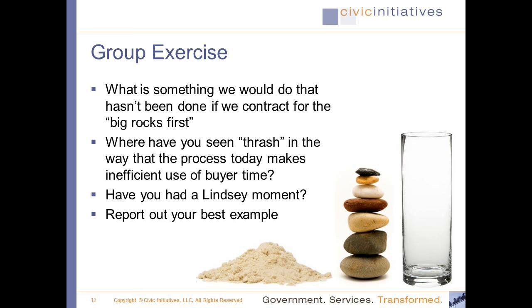So what I'd like is, figure out how to get into groups of like 4 or 5, and then pick a spokesperson to report out your best example. We'll give you 10 minutes, or a little less than 10, and then report out your best example, and we'll keep going.